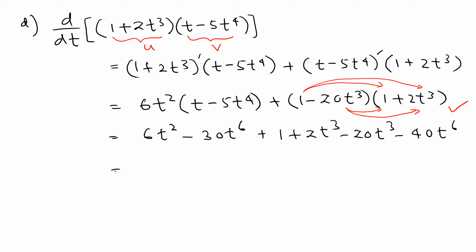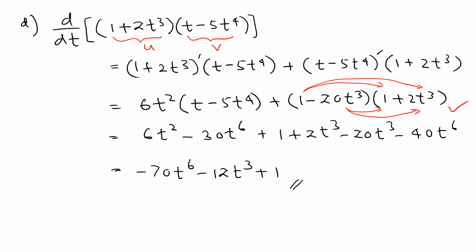Now we combine like terms, so you're going to get negative 70t to the 6th, and then negative 12t cubed plus 1. So those are the terms, that's the final answer.